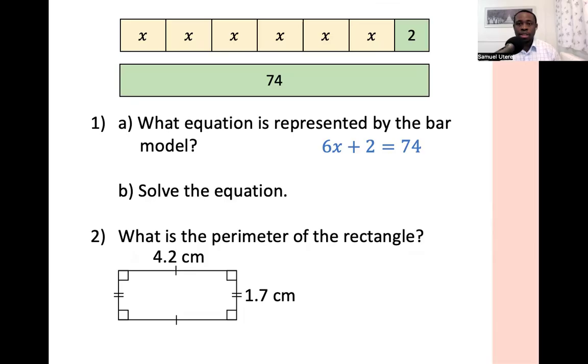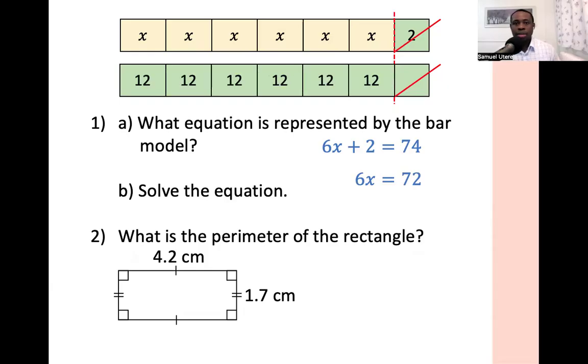So here we have 6x plus 2 equal to 74. Now, if you solve the equation, what you get is this. We subtract 2 from both sides. We subtract 2 from the bar model. So we're trying to make the bars equal so that now we have 6x equal to 72. And next we'll divide by 6 because if 6x is equal to the whole of the bar, then dividing the bar into 6 equal parts will give us what x actually is.